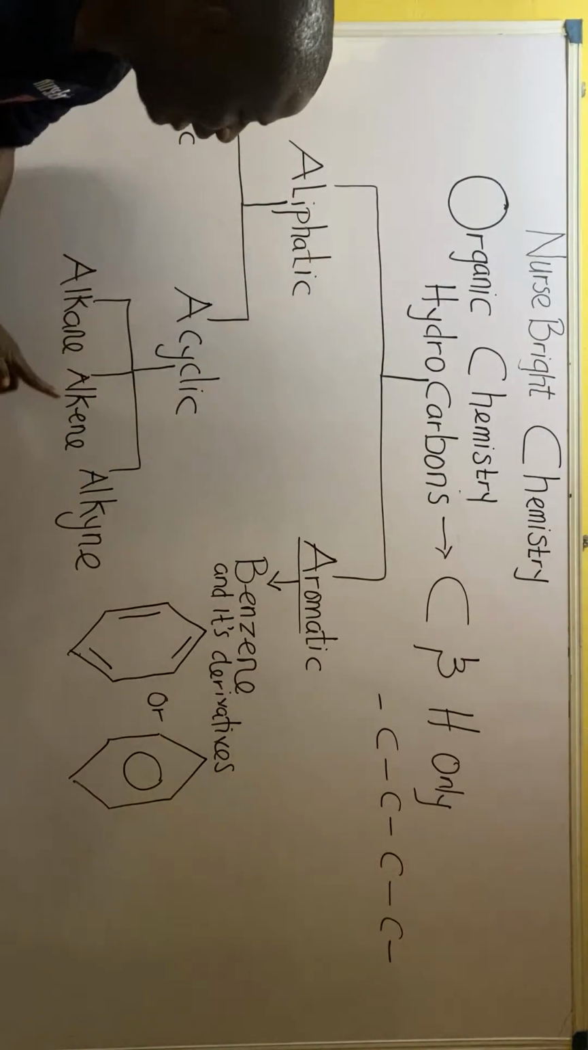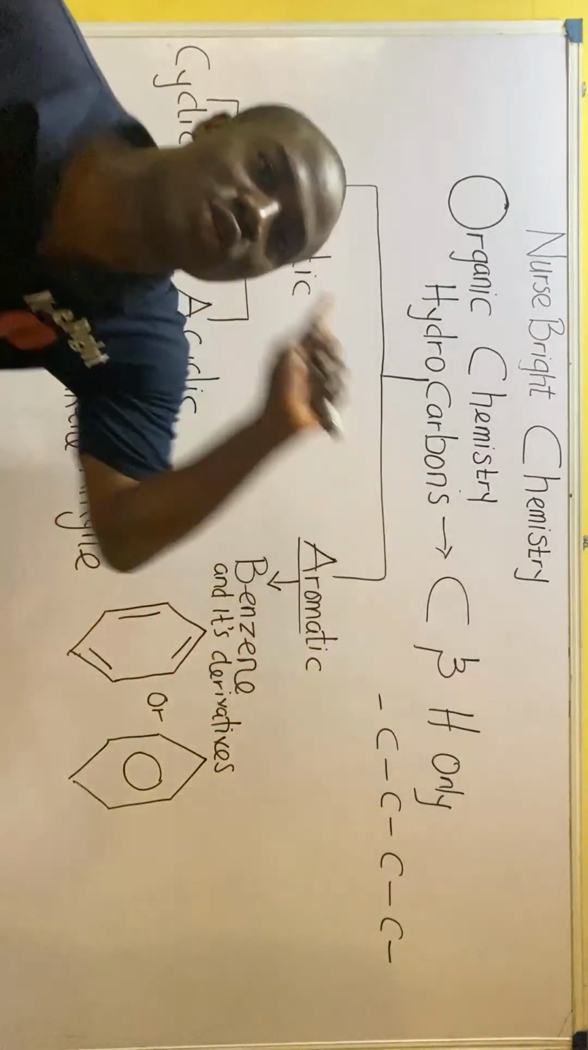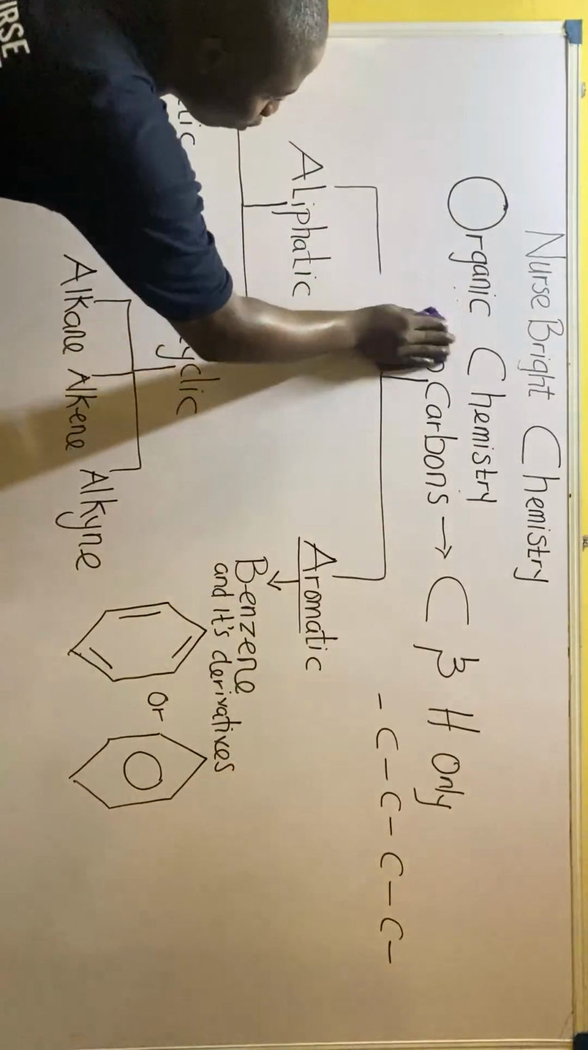So remember, alkanes, alkenes, alkynes, they are hydrocarbons. They are compounds with carbon and hydrogen only. Put that in your mind.